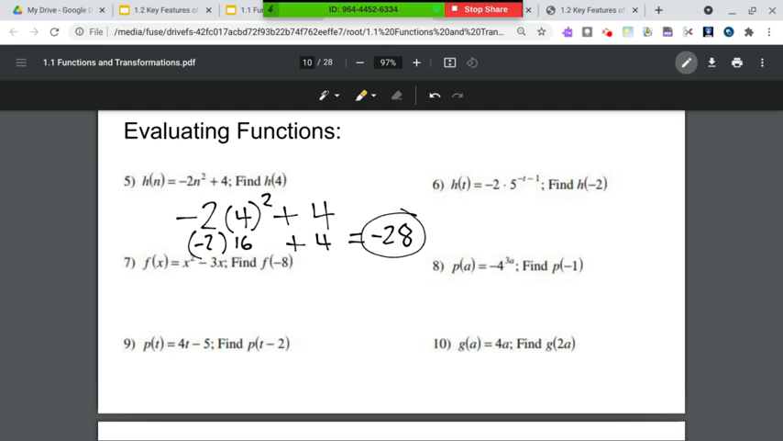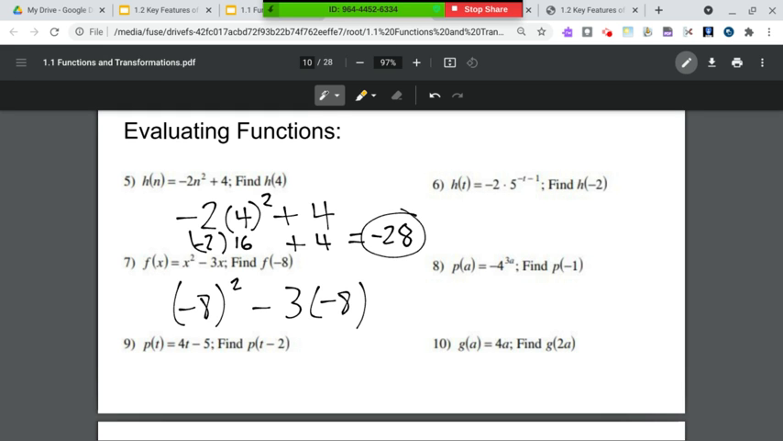Do you want to do number 7 for me? Tell me what you get. I got 88. 88's correct. Perfect. So you stick that negative 8 inside of parentheses and then you evaluate. Excellent.